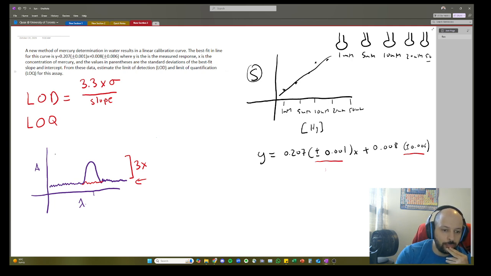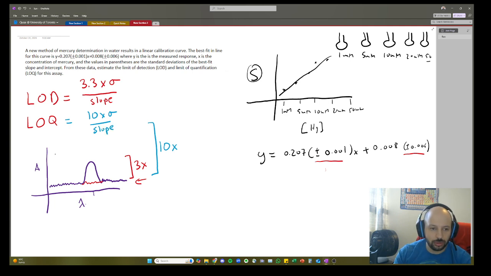But the criteria is a little bit higher for quantification, as you can imagine. The criteria for quantification is actually 10 times the signal from your baseline. If the signal that you get is more than 10 times the signal from your baseline, then you can say that you can quantify your analyte. And the equation is very simple, similar to the LOD, except it's 10 times the standard deviation over the slope. So it's a higher bar to reach for you to quantify something versus for you to detect something, right?